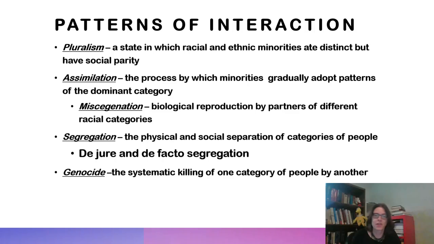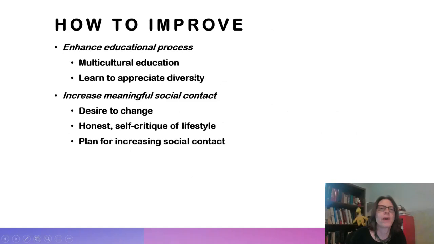Segregation is what we do particularly well. We physically and socially separate categories of people, either in fact or by law. And then genocide, the systematic killing of one category of people by another, is probably what we do almost best. The in-groups and out-groups get to the point in which the dominant group dehumanizes the subordinate group and justifies their removal. So these are how we do or don't occupy the same piece of land particularly well.